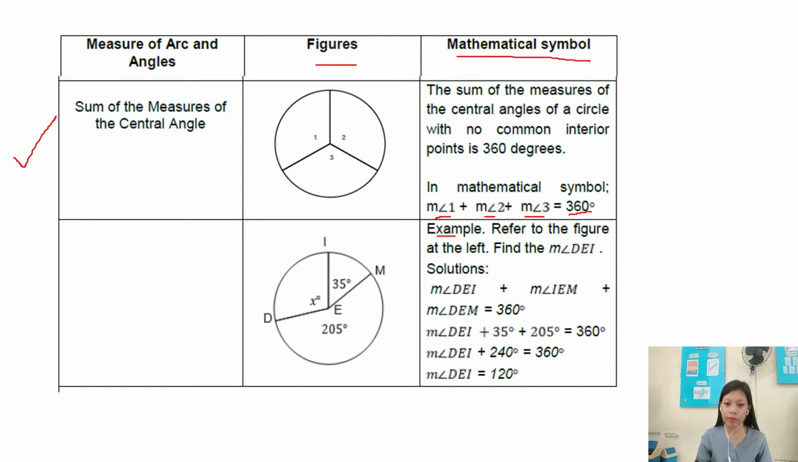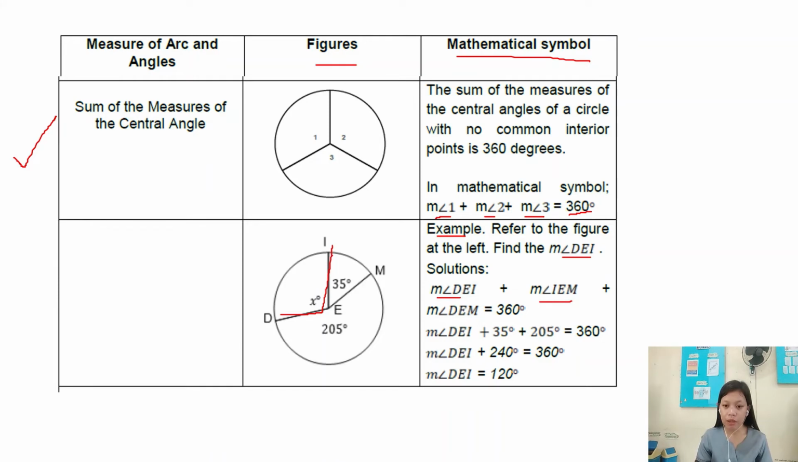Here is another example. Refer to the figure at the left. Find the measure of angle DEI. We have to find its value. So we have the solution: the measure of angle DEI plus the measure of angle IEM plus the measure of angle DEM is equal to 360 degrees.